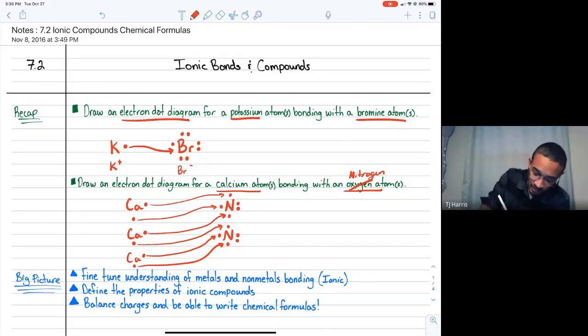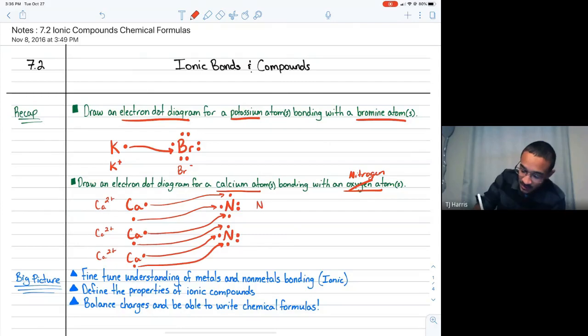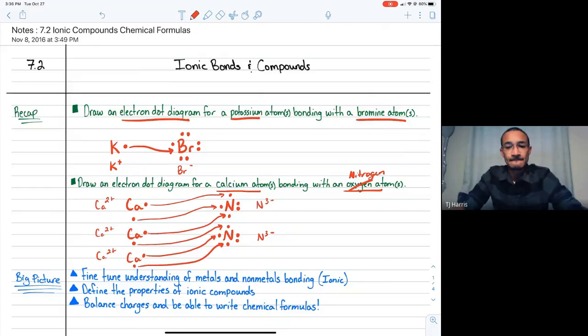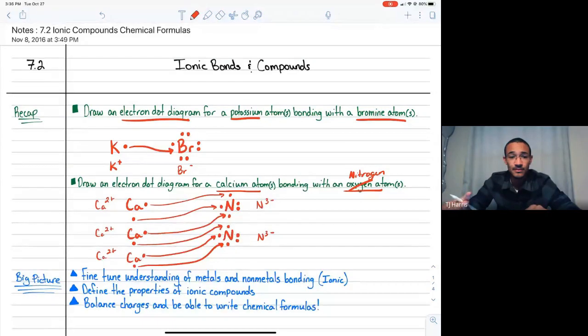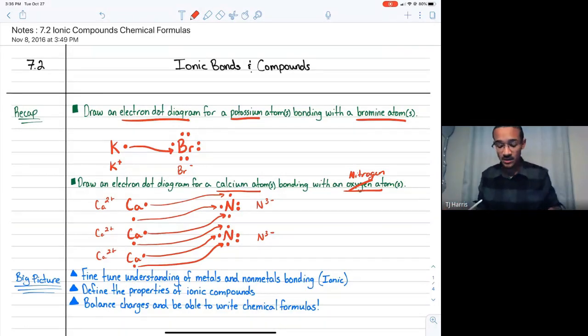And we end up with 3 Ca 2+. Each one of these gives away 2 electrons. And each one of these guys gains 3. So N3-. I'm going to show you a much easier way to do that today. But this is what we're thinking about. Giving away electrons, how many do I need? Nitrogen needed 3. Has to get 3. And if it wants to bond with calcium, it needs to find 3 calciums. And we need 1 more nitrogen as well. So 3 and 2. Okay, so those are our electron dot diagrams for bonding these atoms.